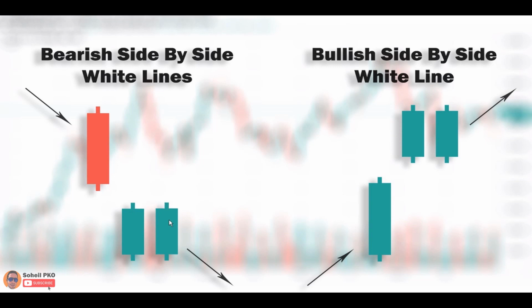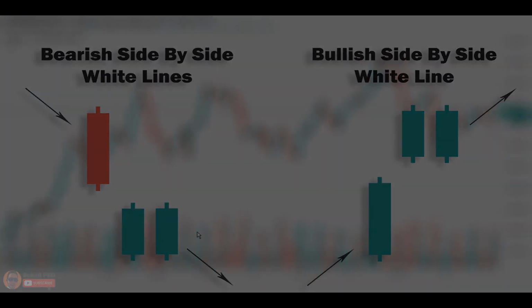This pattern shows that buyers were not able to fill the gap, which means that the selling pressure is higher and the resistance level is established, and there is more potential for the continuation of this downtrend.